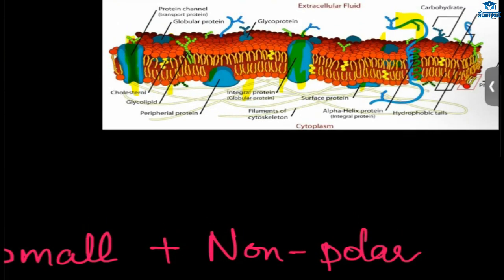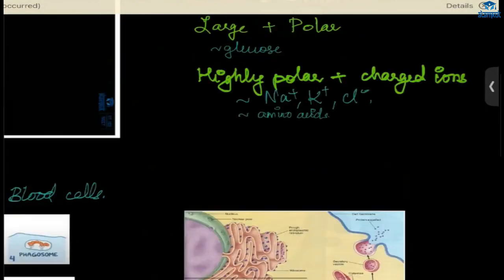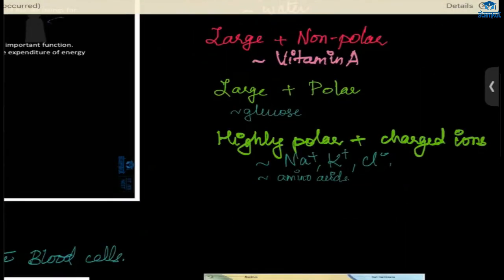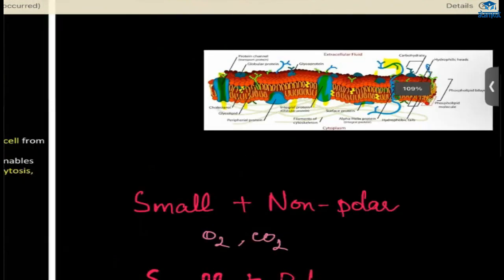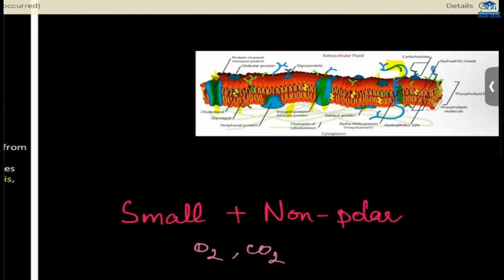There will be different types of protein channel for particular protein. And for movement, this movement involves energy. It requires energy, ATP. These movements are what? Active transport.